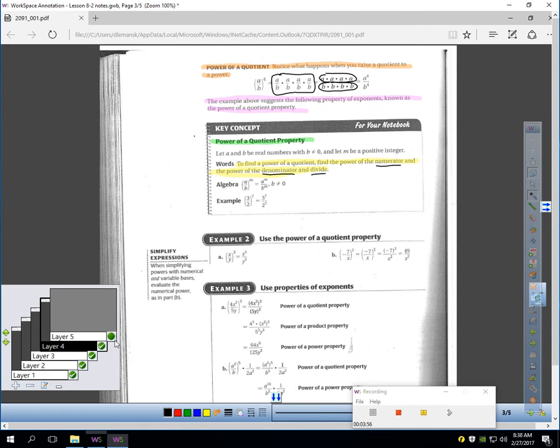Like here would be an example. Here I have 3 halves to the 7th power. I must apply the 7th power to the numerator and the denominator. That's why I have 3 to the 7th over 2 to the 7th. These do not have the same base, so I am not allowed to subtract the exponents because the bases aren't the same.